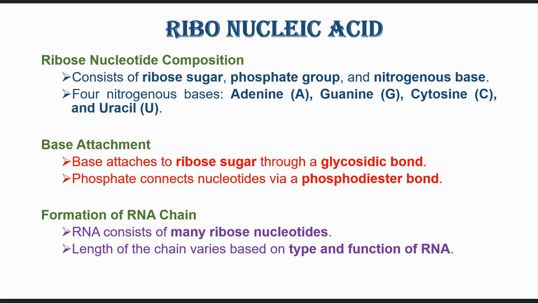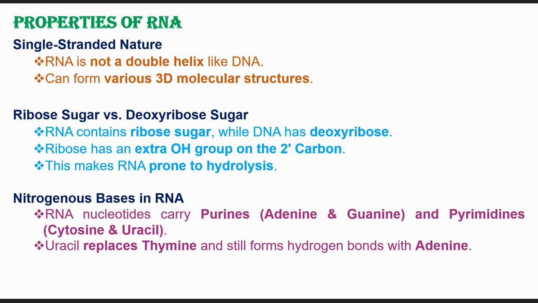The base is attached to a ribose sugar through a glycosidic bond, and phosphate connects nucleotides via a phosphodiester bond. As RNA comprises many ribose nucleotides, the length of the chains of nucleotides can vary according to their types or their functions. Properties of RNA.